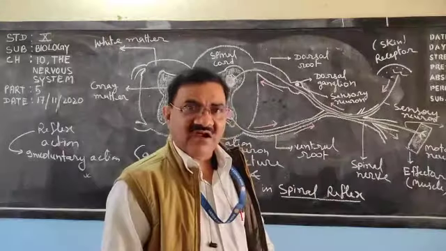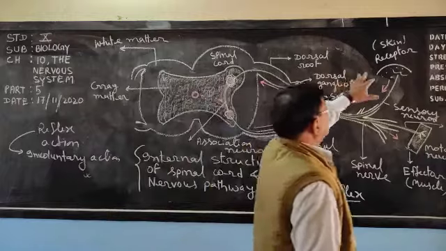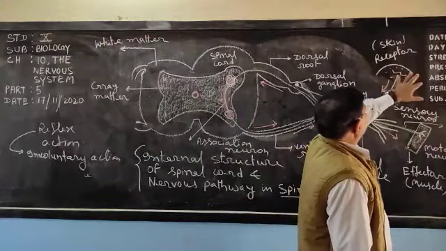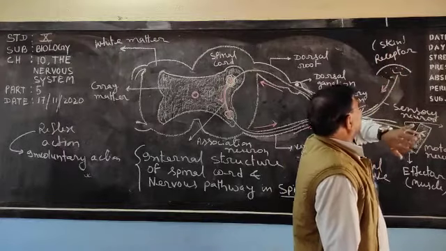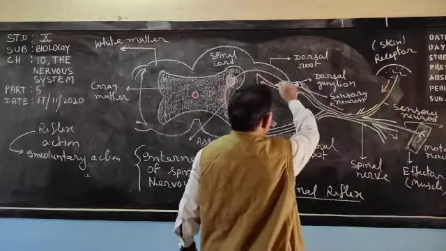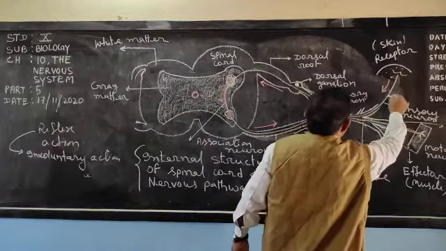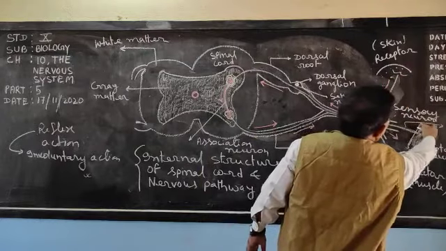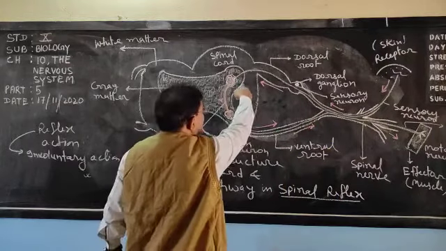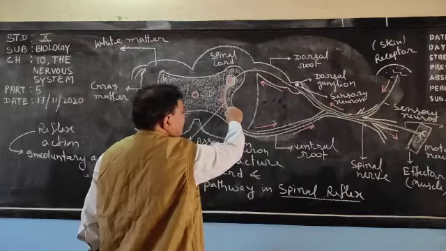So dear children, what is shown in the diagram? Suppose an impulse is received by the skin. This red color shows the pathway. That impulse from the skin, through the sensory neuron, will go to the spinal cord. And the sensory and motor neurons are connected by the association neuron.